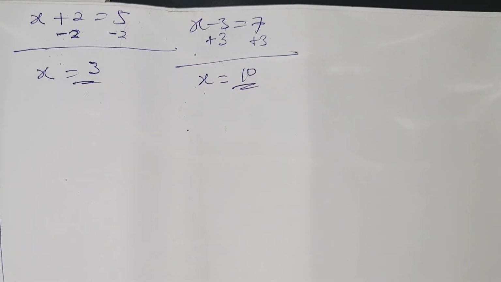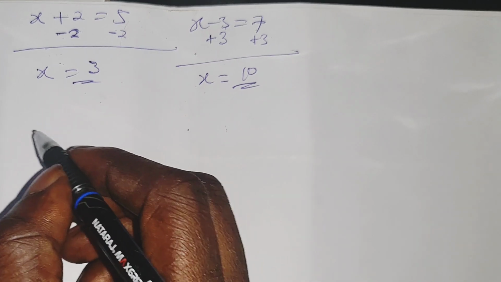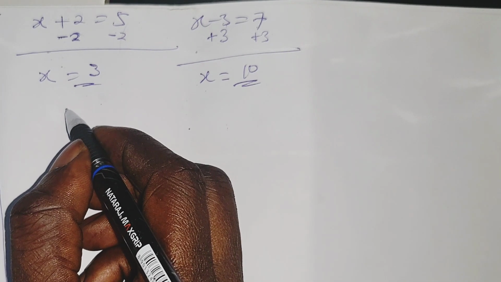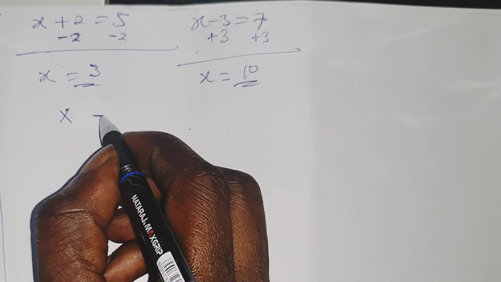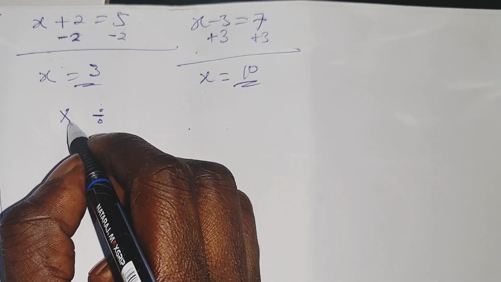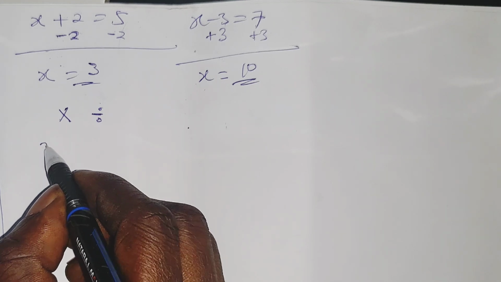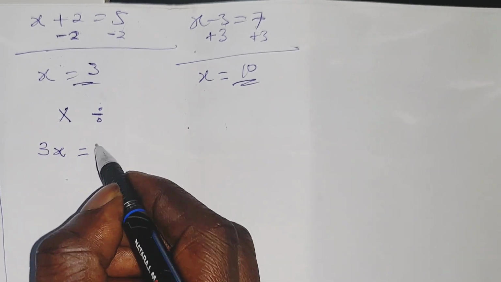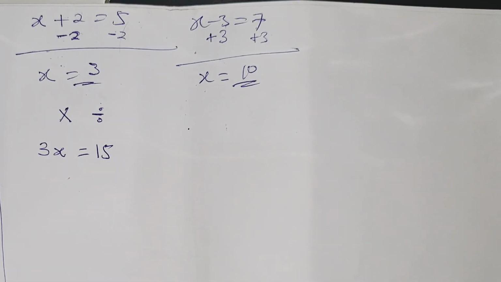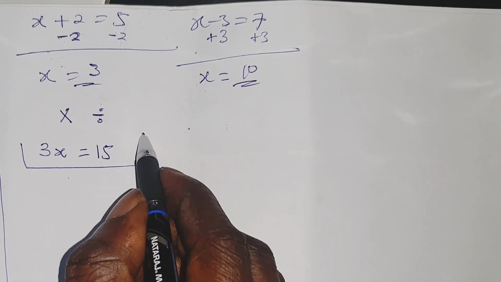But in this particular lesson, we are going to look at how to solve questions which involve multiplication. In our previous video, we said that multiplication should always go with division, and division should go with multiplication. That's the inverse of it. So if you are given a question where we have 3x is equal to 15, how do you solve a question like this? First, we have to understand what this means.